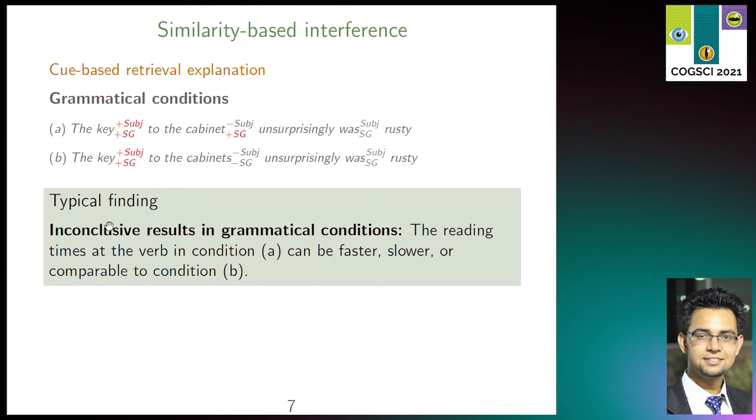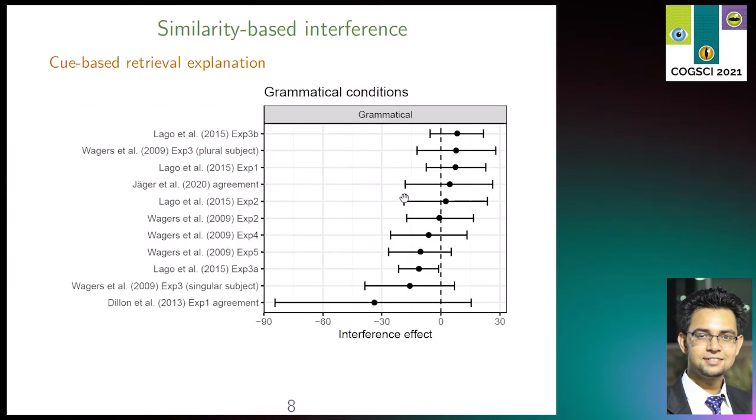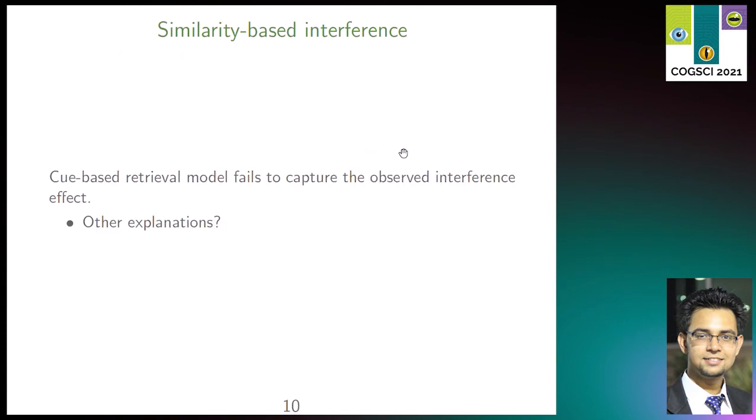But surprisingly, we find inconclusive results in grammatical conditions. So sometimes the reading times are comparable in A and B, and sometimes they are faster in A or slower in A compared to B. So we can see this in the interference effect patterns from these 11 published datasets, that there is no conclusive result in grammatical conditions. And the cue-based retrieval explanation totally fails to capture this range of observed effects. So a well-accepted explanation, the cue-based retrieval model, totally fails to capture the range of observed effects in grammatical conditions. So are there other explanations that can potentially capture the observed effects?